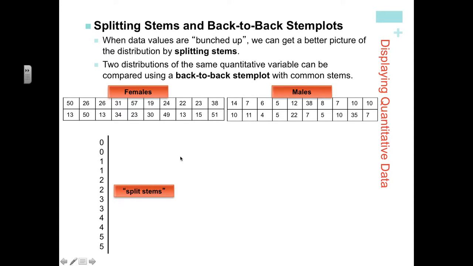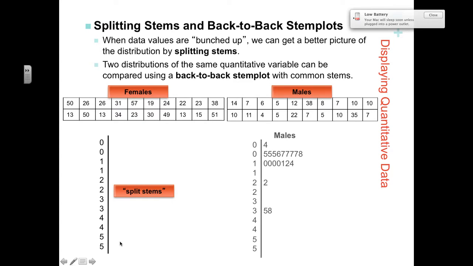So if you had 1 to 4 here, and then 5 to 9 here, and then here you would have 10 to 14, and here you would have 15 to 19, it will give you a better display of the numbers if you split the stems. For the men, you could see they were so close together that you'd almost have to split them. Otherwise, you would have like 2 rows. It wouldn't be much of a data display.